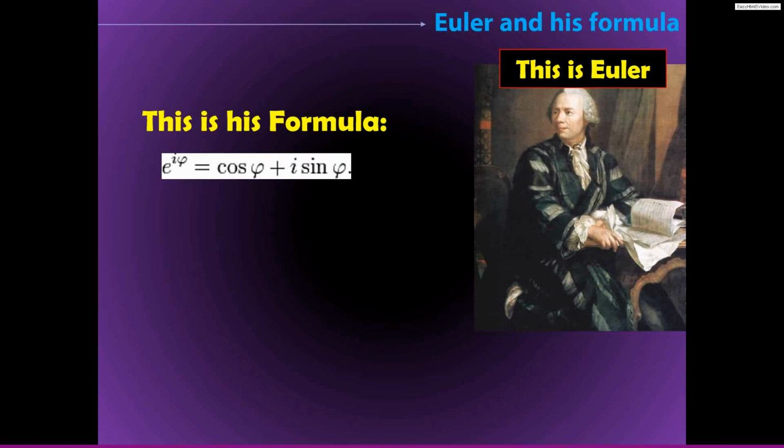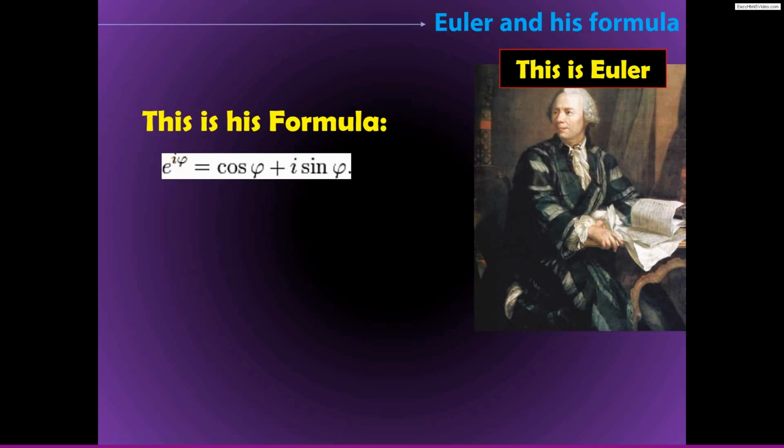This is his famous formula. e to the ik, I'll just call this k for now. e to the ik equals cosine k plus i sine k. So this part looks familiar from the previous slide. And now what Euler showed is that we can equivalently represent this information as e to the ik.